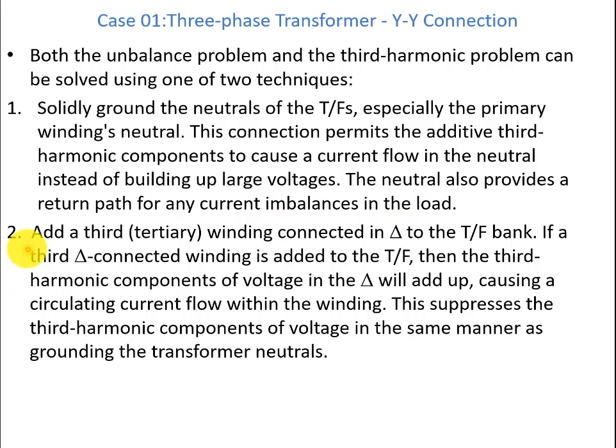Or we can add a tertiary winding connected in delta to the transformer bank itself. If a third delta-connected winding is added to the transformer, then the third harmonic components of voltage in the delta will add up, causing a circulating current to flow within the winding. We can see that the windings are connected in the form of a delta, so they will cause circulating currents in this delta winding. This suppresses the third harmonic components of voltage in the same manner as grounding the transformer neutrals.